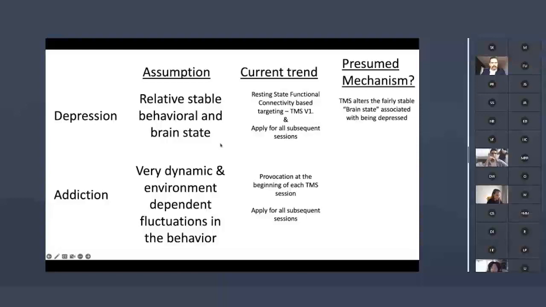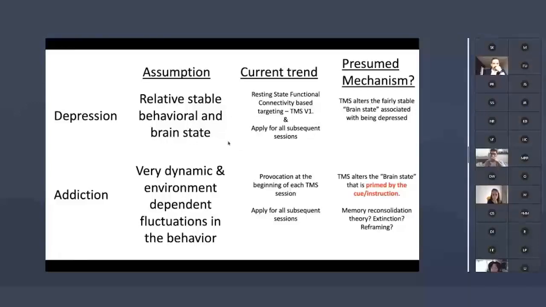And so the current trend in TMS treatment for substance use disorders, but actually this is also true for OCD, which has similar fluctuations, since people don't tend to engage in compulsive behaviors 24/7 and it tends to be associated with an environment or a cue, is to provide a provocation right before the TMS delivery. Next.